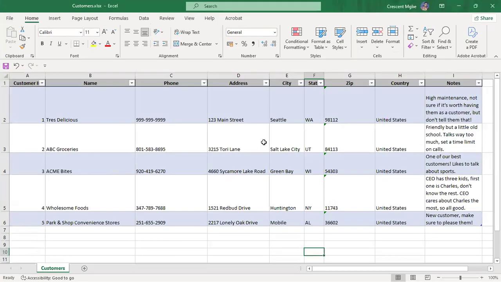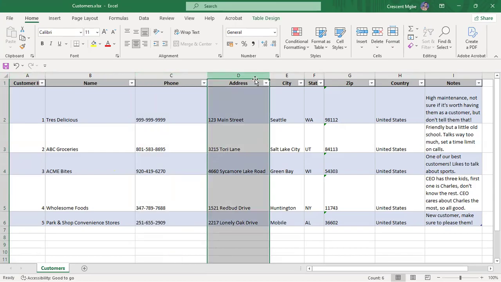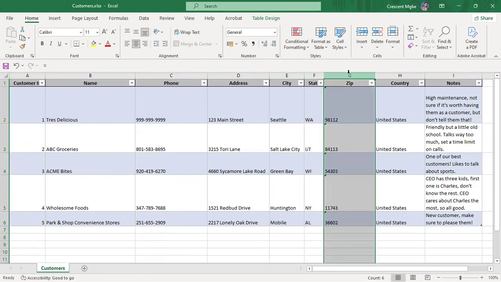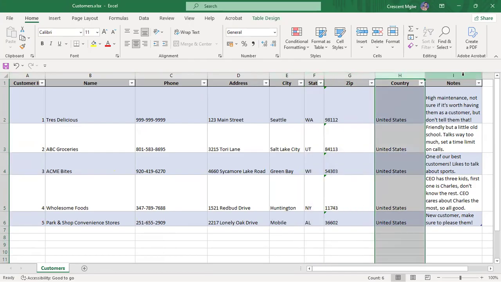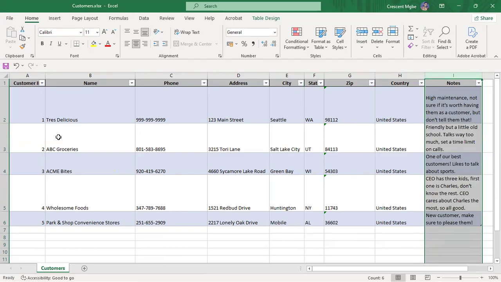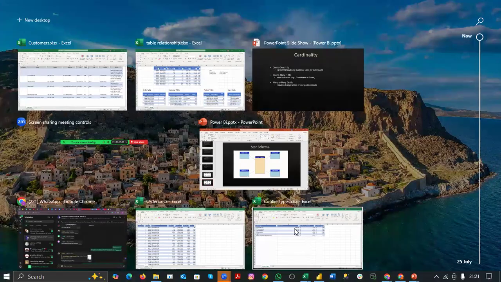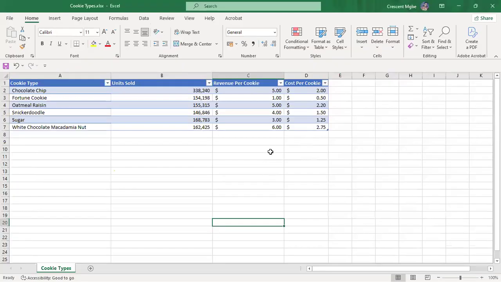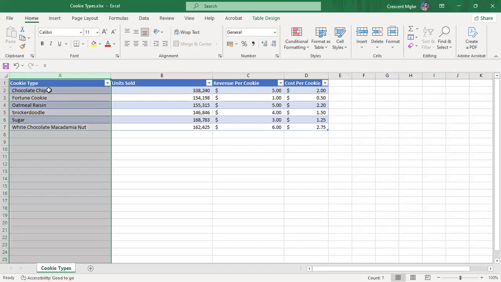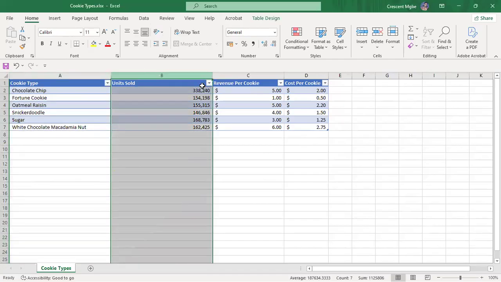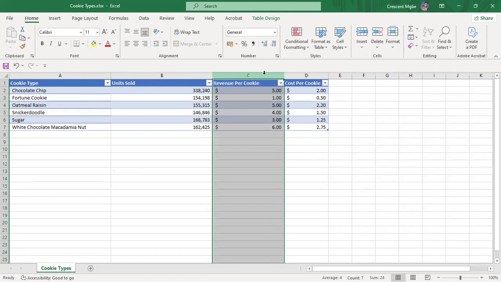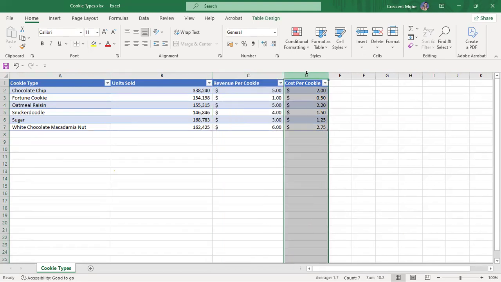So look at this table. This is a customer's table, talking about the customer ID, the customer name, the customer's phone number, the address, the city they come from, the states, the zip code, the country they come from, and then the note about that customer. The next table I want to show you again is the cookies. This is the kind of product they have. This is the unit that was sold. This is the revenue that was generated from the sale. And this is the cost of each cookie.